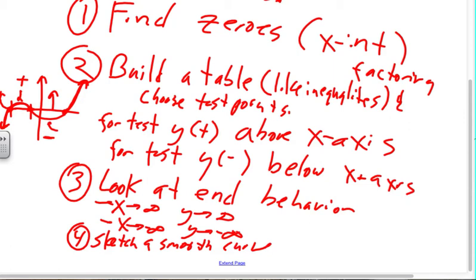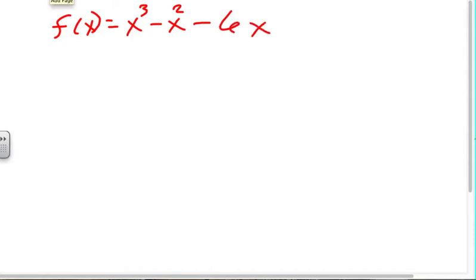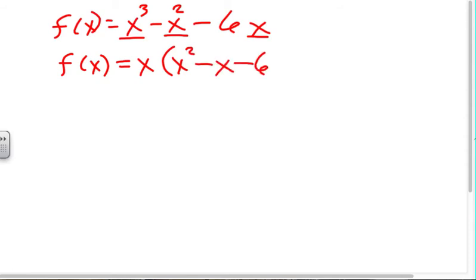So let's take a look at how we're going to do this. Let's work an example. My function is going to be x cubed minus x squared minus 6x. Should recognize this guy by now. We've seen him a lot. So the first thing I need to do is find my zeros, which means I'm going to have to factor. That's a cubic, that's bad, but fortunately I've got an x in both of them, so I'm going to factor whatever I can out of all my terms. It's going to be x times x squared minus x minus 6.